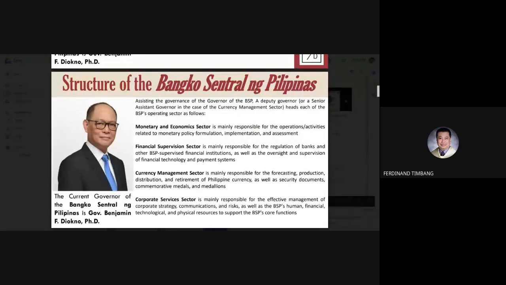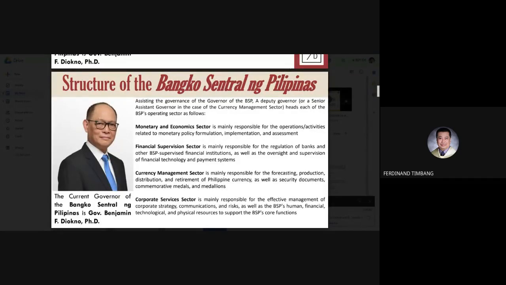And then you have the financial supervision sector. It is mainly responsible for the regulation of banks and other BSP supervised financial institutions, as well as the oversight and supervision of financial technology and payment systems. And then you have the currency management sector. It is mainly responsible for the forecasting, production, distribution, and retirement of Philippine currency, as well as security documents, commemorative medals, and medallions.